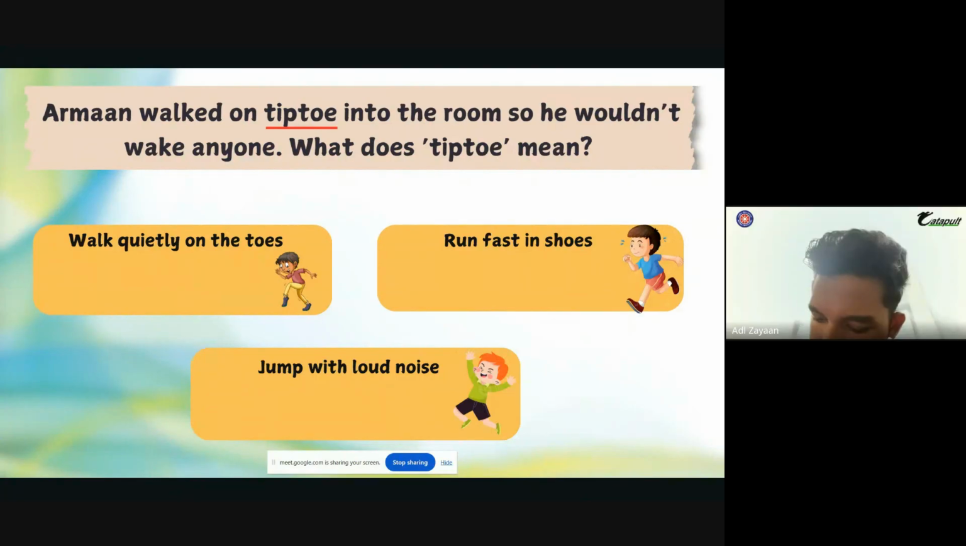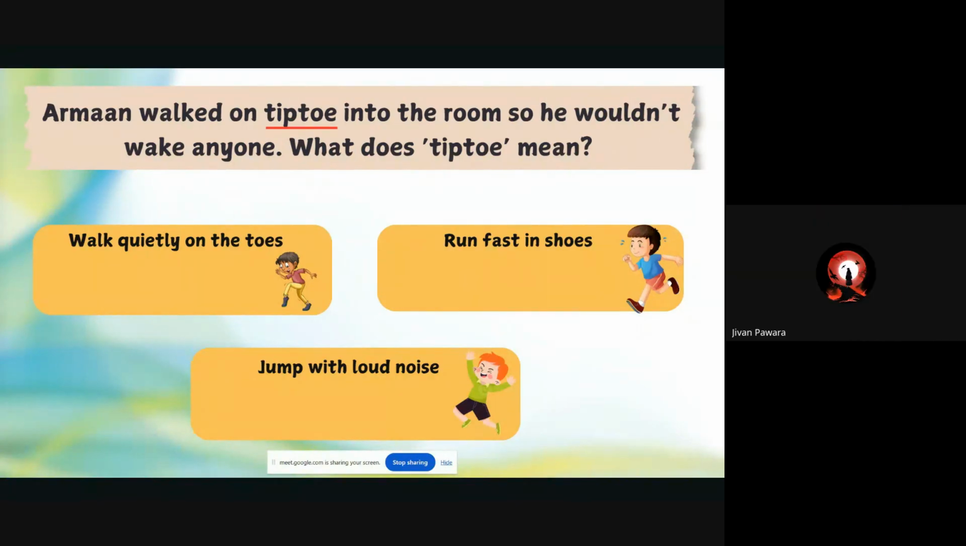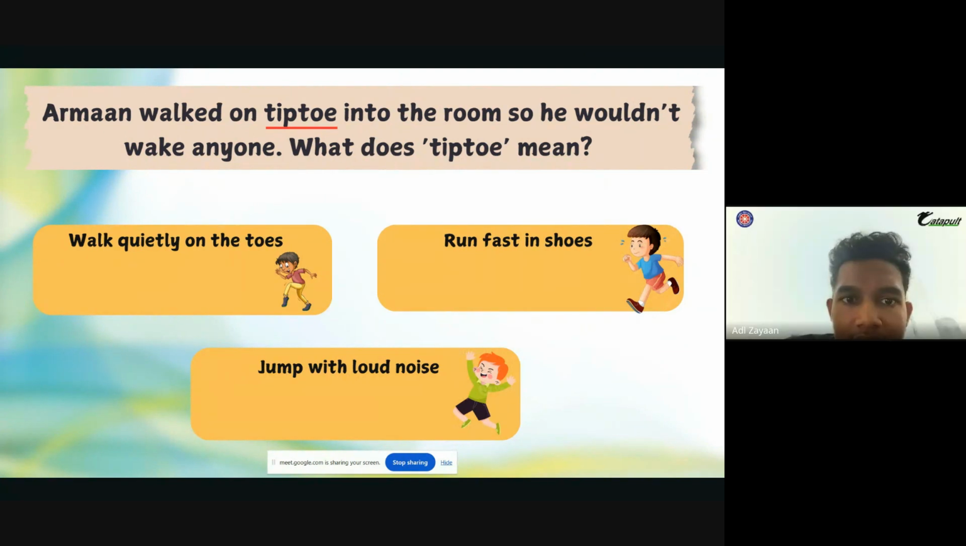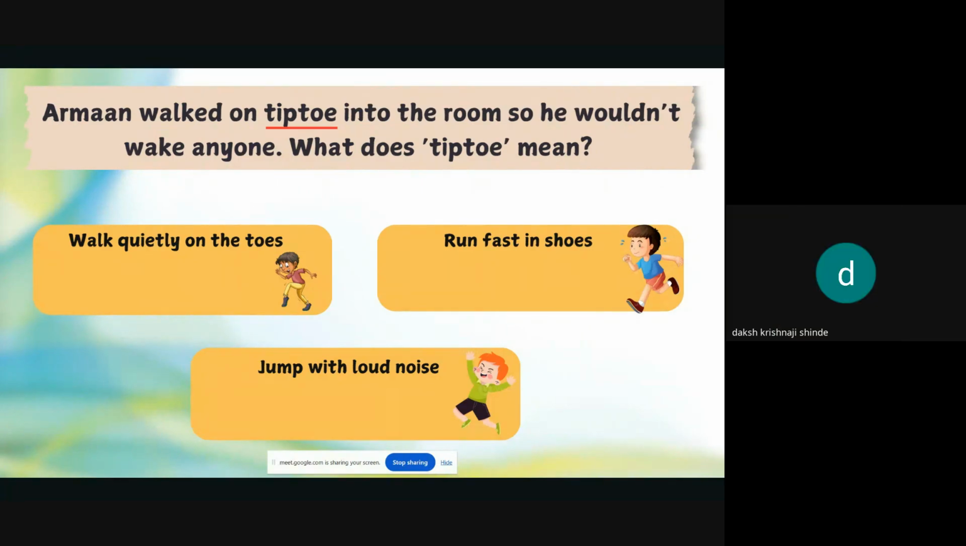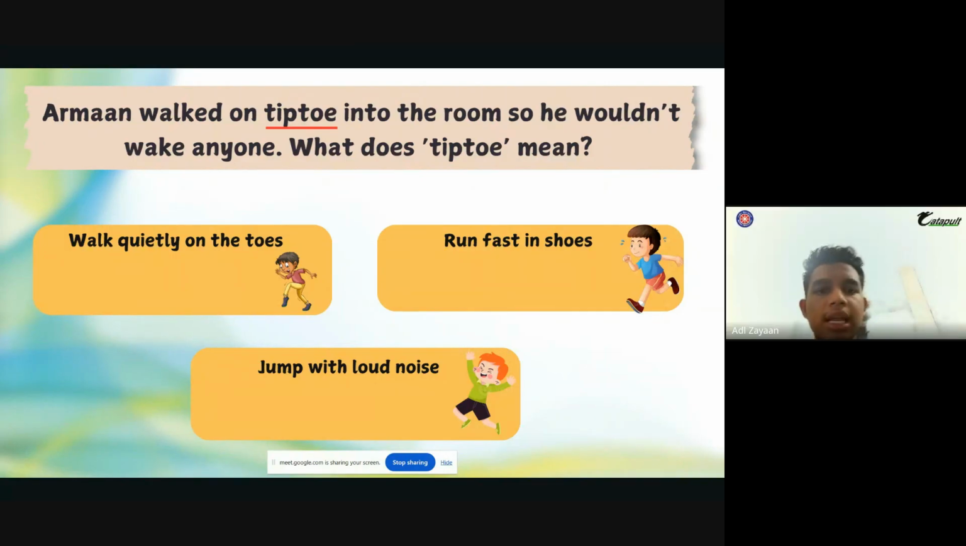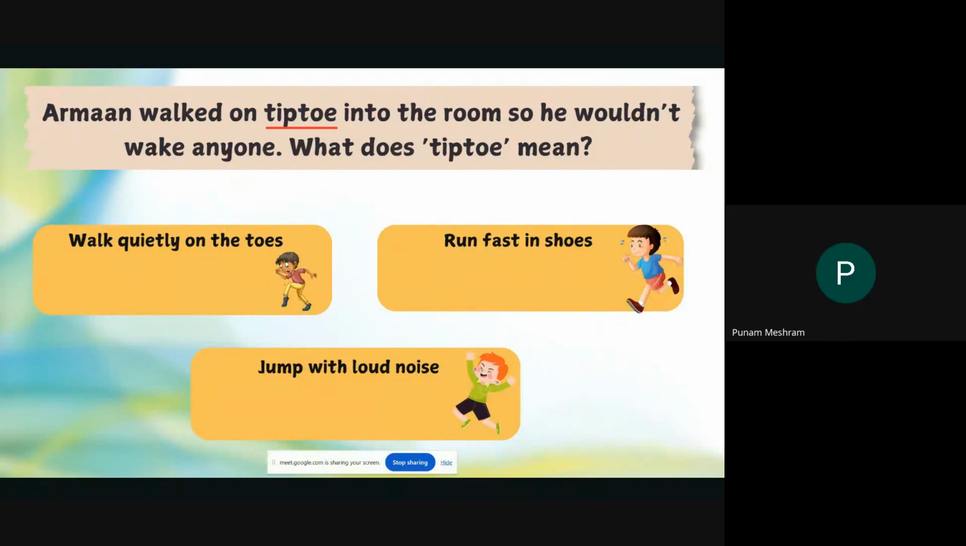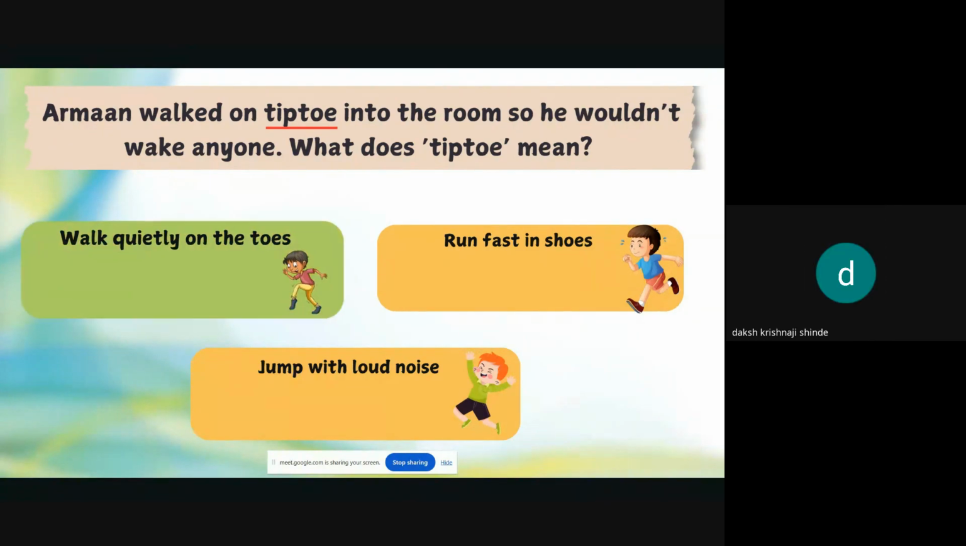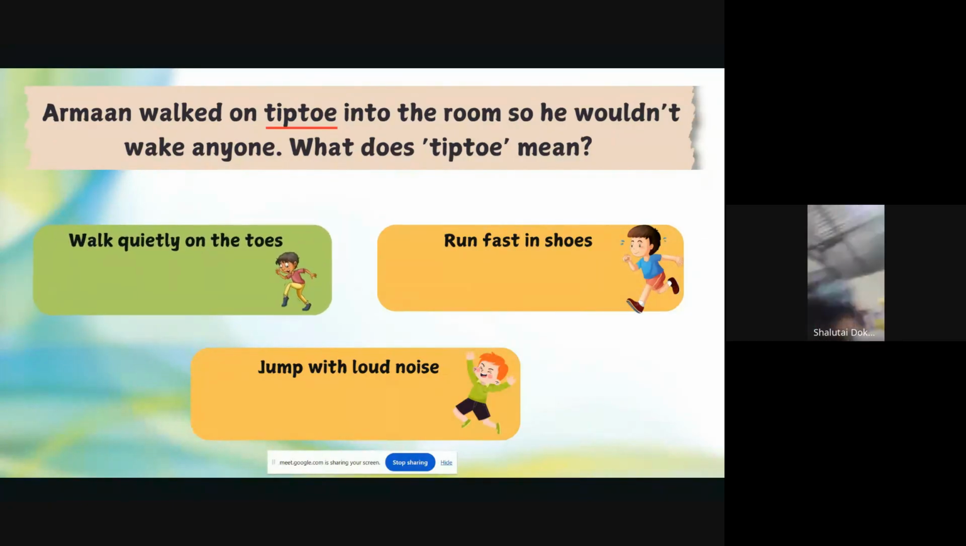This is the last question of this chapter. Then we can start a new chapter. Walk, Arman, don't go quickly on the toes. It is quietly, not quickly. Walk quietly on the toes. Yes, correct answer. Walk quietly on the toes.